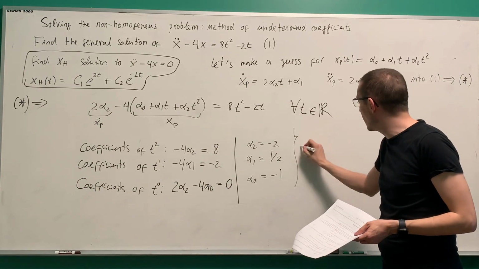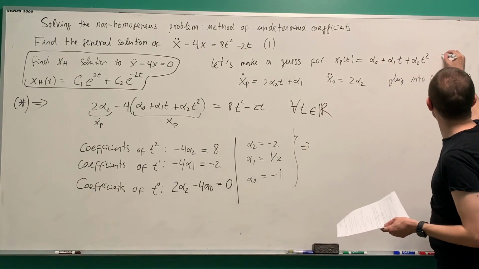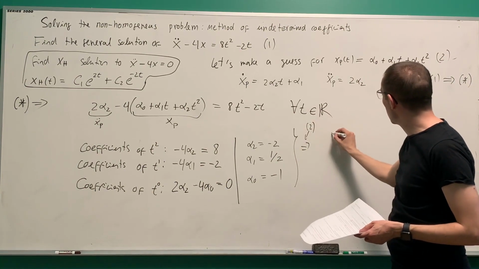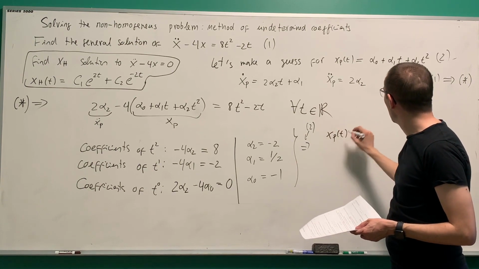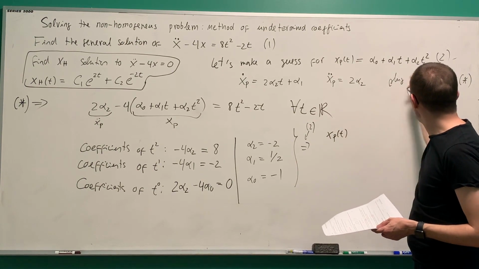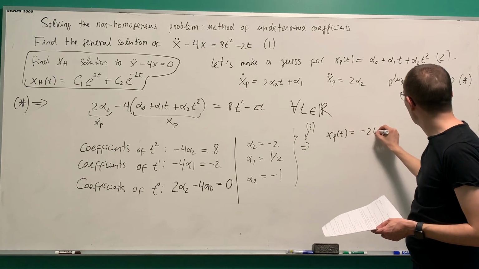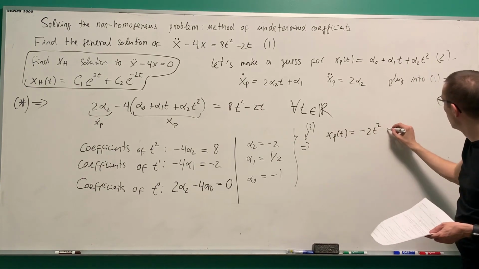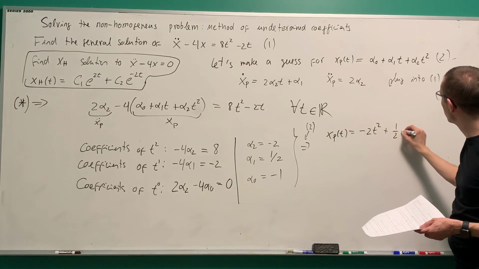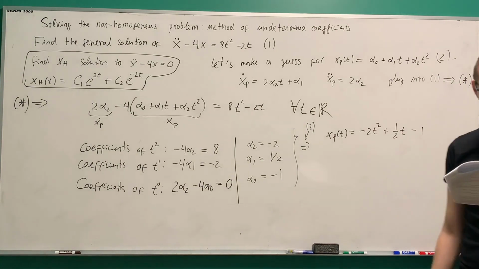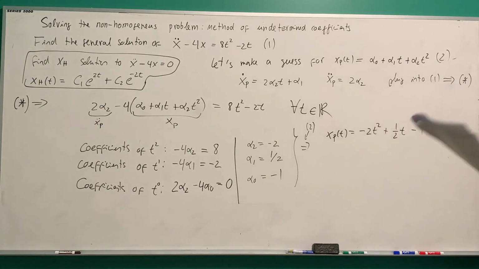Now substituting these values into equation 2, we get that xp of t is, I'll start with alpha 2. Alpha 2 is minus 2, so minus 2 t squared plus 1/2 t minus 1. That's my particular solution. Wonderful. We have not finished.